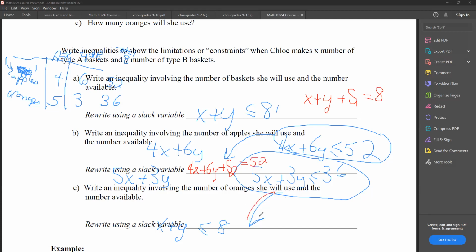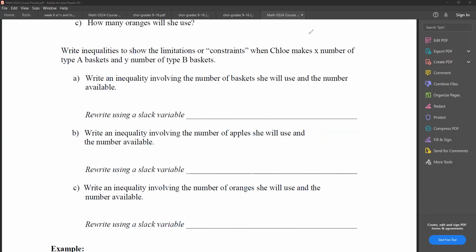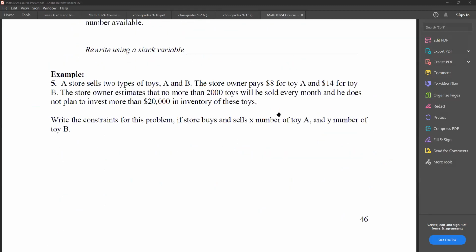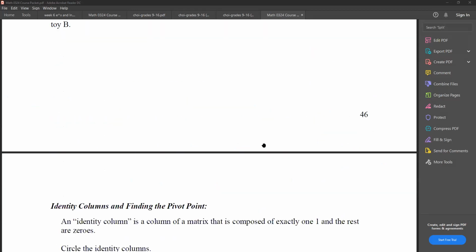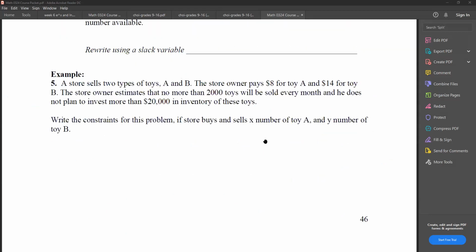And for the oranges, we're going to introduce another slack variable called S3. So it's 5X plus 3Y plus the leftover oranges, which is S3, has to equal 36. All right, when they say write constraints, they're saying write the inequalities. So I'm probably going to make a table with this. I like the tables because it just helps me organize my data.